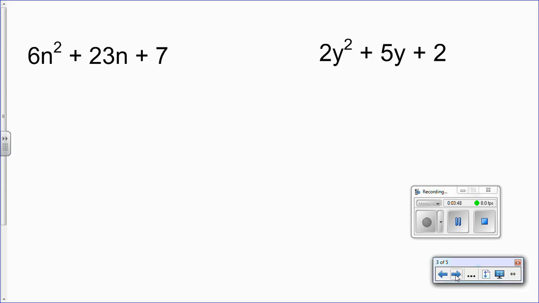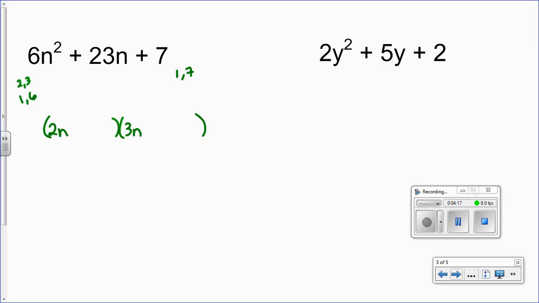So factors of 6, I'm going to do 2 and 3, 1 and 6. They're both positive because it's a positive 6n squared. They could also both be negative, but that's not how we'd start out. For 7, though, I just have 1 and 7, or negative 1, negative 7. Okay. So let's start with the 2 and the 3, so 2n and 3n.